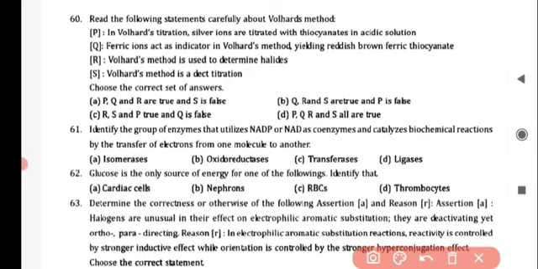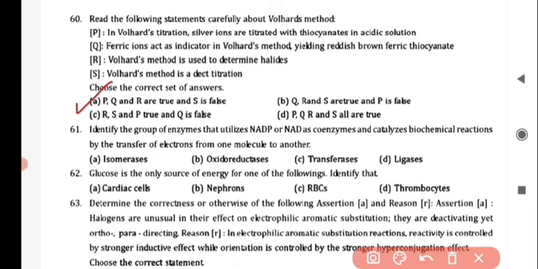Next question is, read the following statements carefully about Volhard's method. P is, in Volhard's titration, silver ions are titrated with thiocyanate in acidic solution. Q is, ferric ions act as indicator in Volhard's method, yielding reddish brown ferric thiocyanate. R is, Volhard's method is used to determine halides. And S is, Volhard's method is a direct titration. Now choose the correct set of answers. And the correct answer is option A, that is P, Q and R are true and S is false.